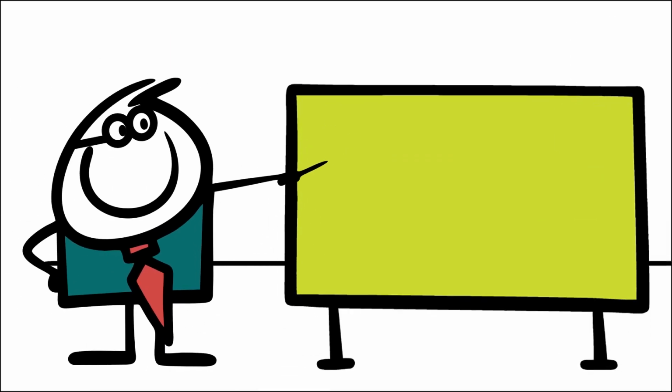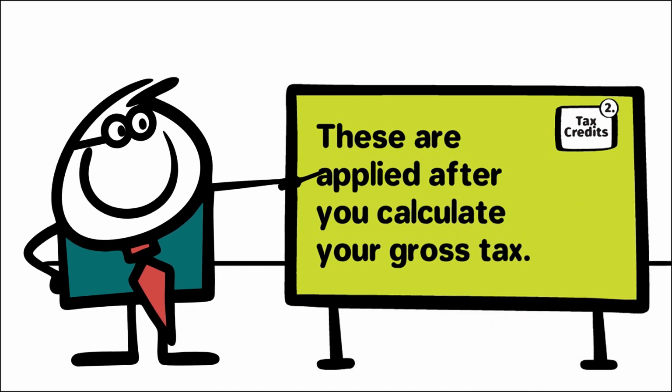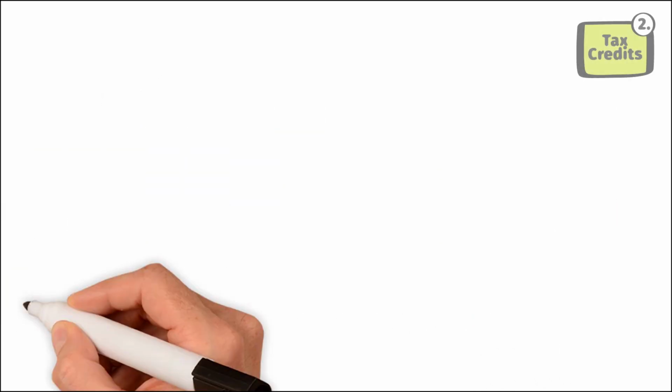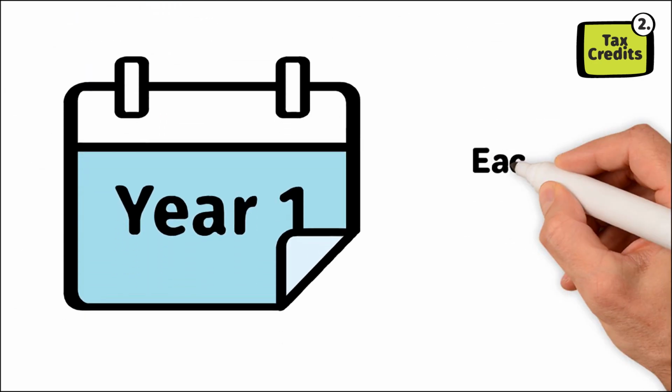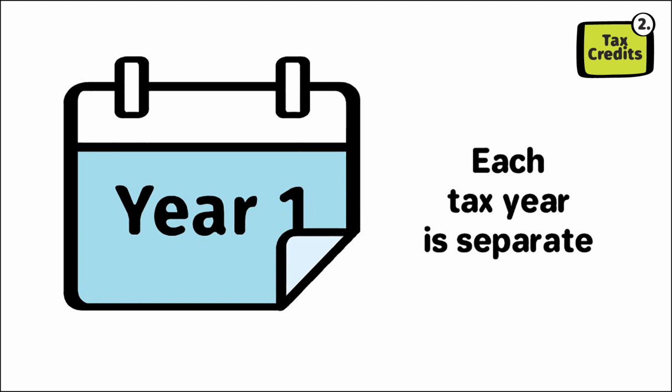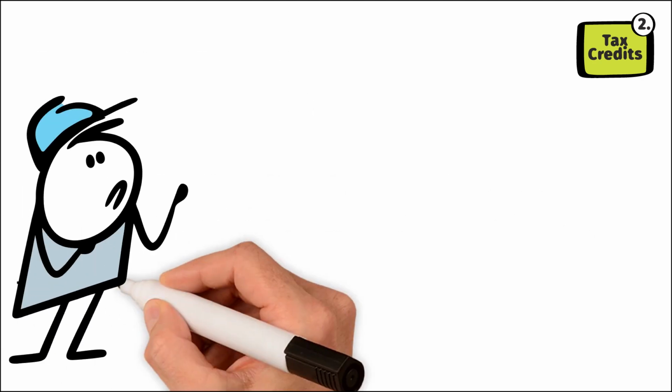Secondly, let's talk about tax credits. These are applied after you calculate your gross tax. They reduce the amount of tax that you pay, and are given for the full year. Each tax year is separate. If you do not use all your credits in one year, you cannot carry them into another year.